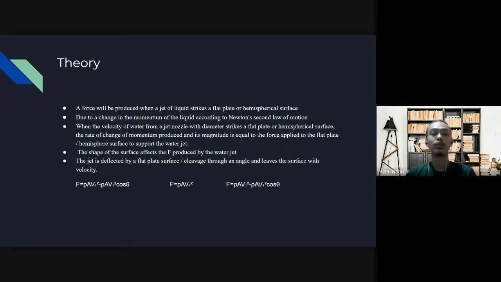Hemisphere or hemispherical surface supports the water jet. Then the shape of the surface affects the force produced by the water jet. And lastly, the jet is deflected by a flat surface through an angle and leaves the surface with a velocity. So these three equations we will use in this experiment to get the force. Okay, next we move to the next presenter.